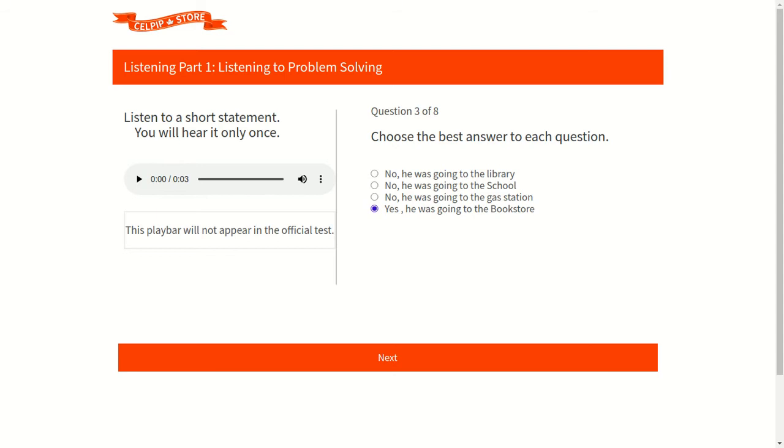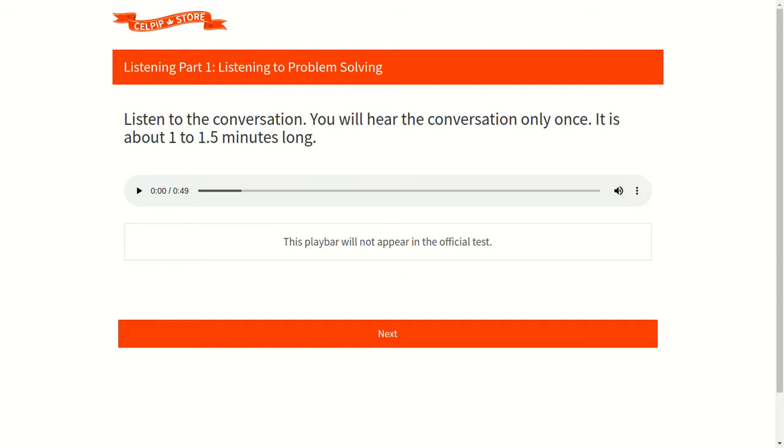We can listen very clearly in the audio that the man was going to the bookstore. That's why 4th option is the correct option. That is, yes, he was going to the bookstore. As discussed earlier, after completing first 3 questions, you will listen to the second audio. Let's listen to the second audio.